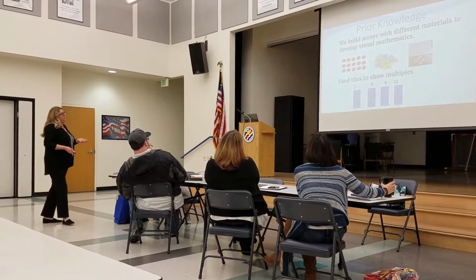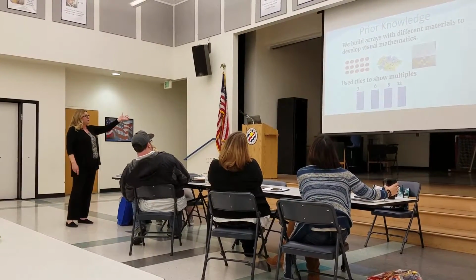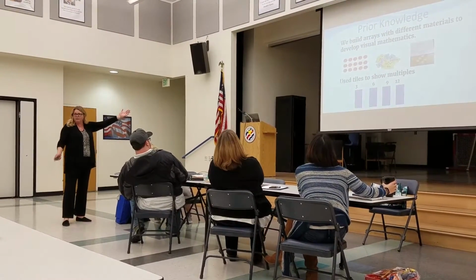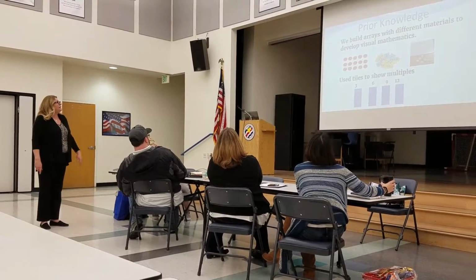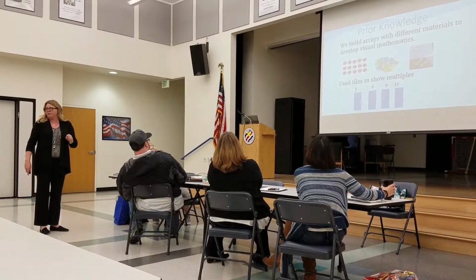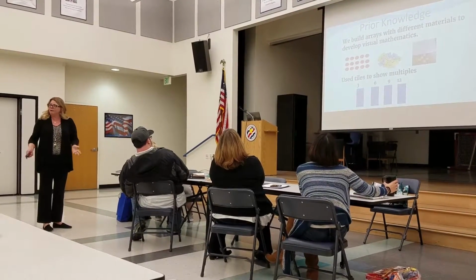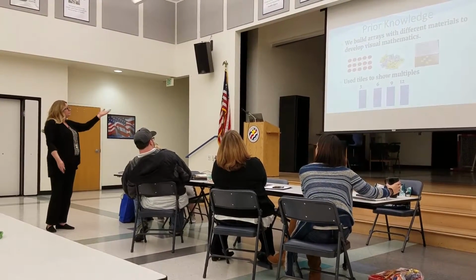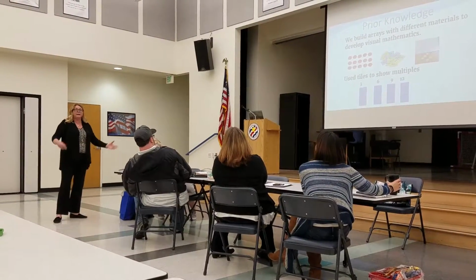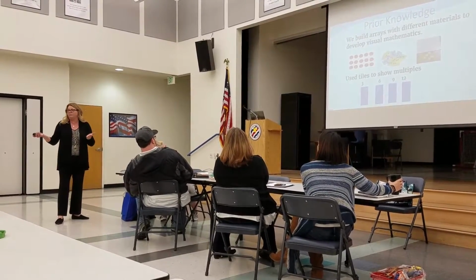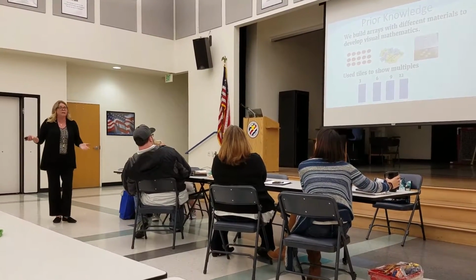So we start off giving our kids some prior knowledge of building arrays. And this is what's called an array. If you have equal rows and equal columns, we call that an array in mathematics. And so we do lots of arrays with our kids. So we'll say, show us a 3 by 4, show us a 2 by 2. And so in first grade, second grade, third grade, they're building lots of arrays to build all those visual connections in their brain that's needed to be a good mathematician.